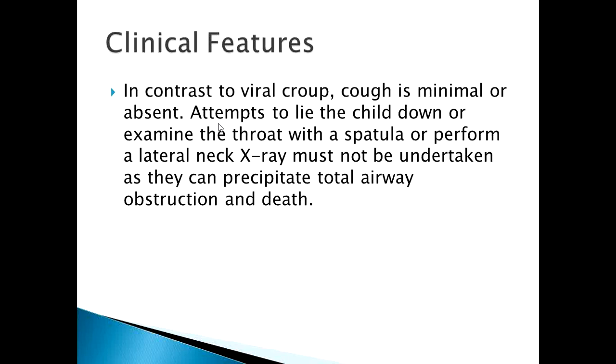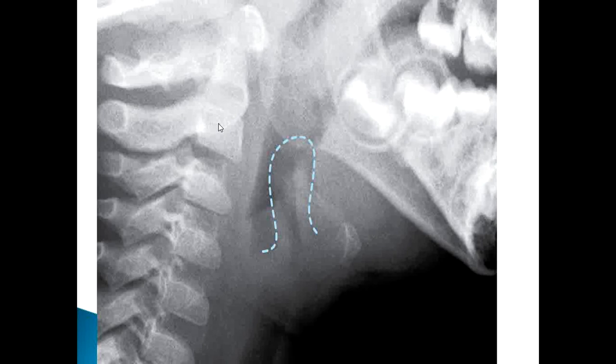So we should be very careful if we are anticipating the diagnosis of acute epiglottitis. We should keep the child, the patient, at ease, at comfort, and we should not even try to put in an IV line, because these procedures can aggravate the anxiety of the patient, and that can lead to total airway obstruction and death. So minimal handling. So this is the lateral radiograph of the soft tissue showing the edema of the epiglottis, and it is giving us a thumbprint sign, and this is a radiological sign.